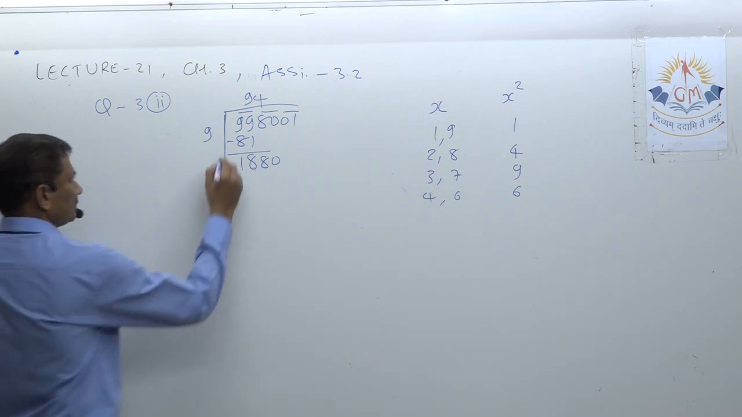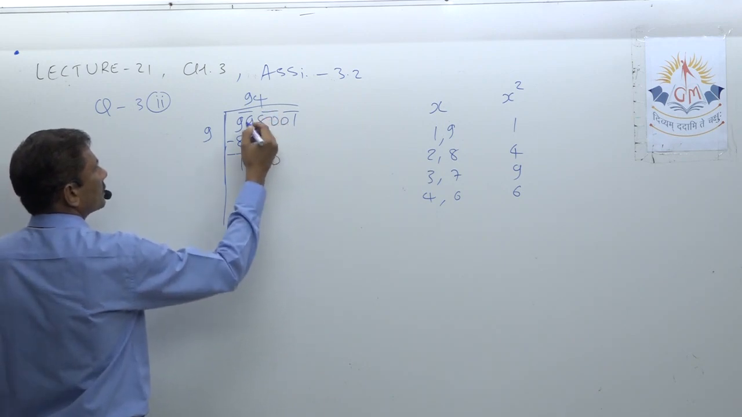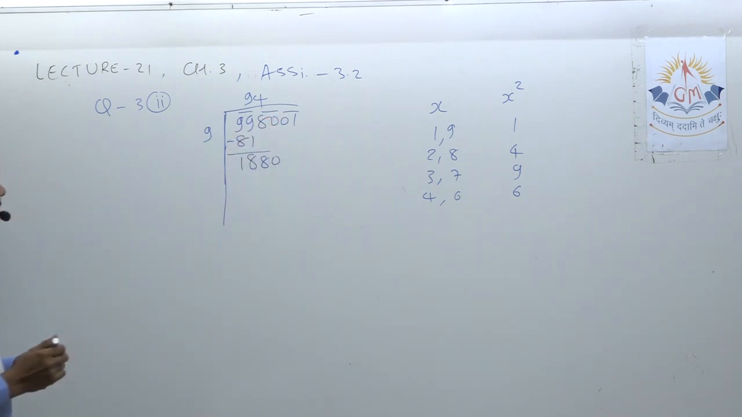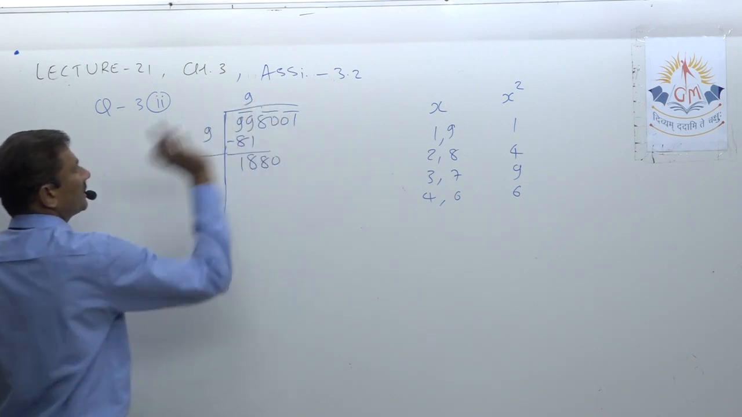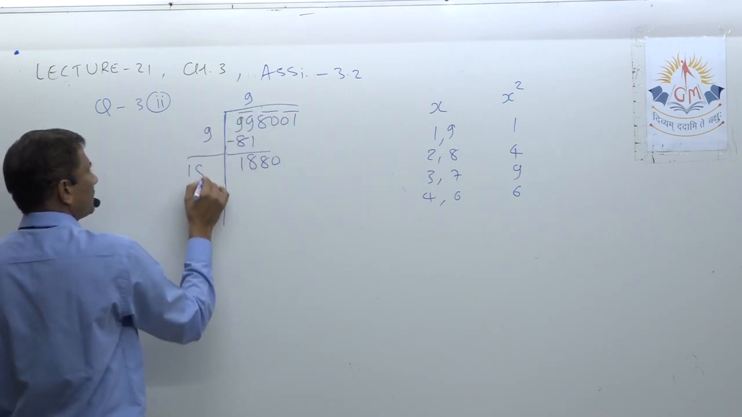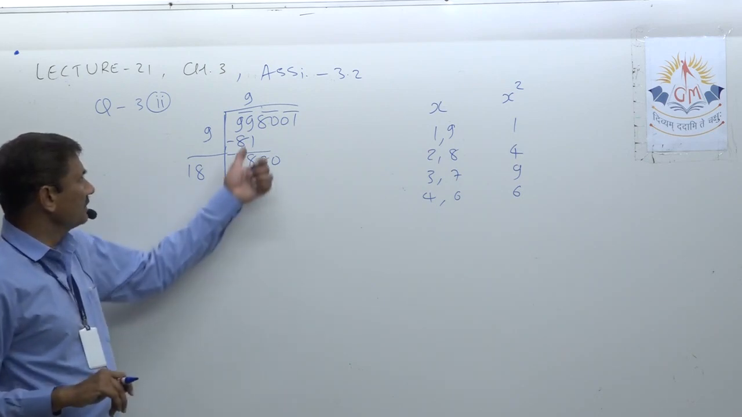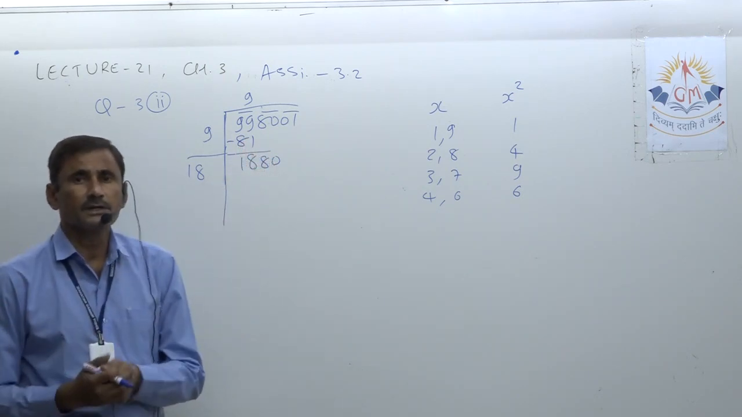Okay, so we are now having 1880. So first of all we are at here only. So write down here 18. Okay, understood? Actually due to this step I solved it again.